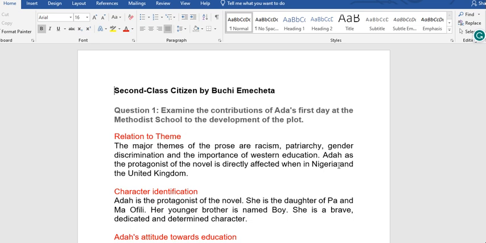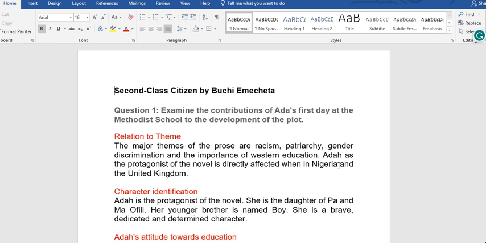The first question says, examine the contributions of Ada's first day at the Methodist School to the development of the plot. Now, as I was saying earlier, this particular question is divided into 5 sections. One question is 25 marks, so it is divided into 5 sections, that is 5 marks per section.